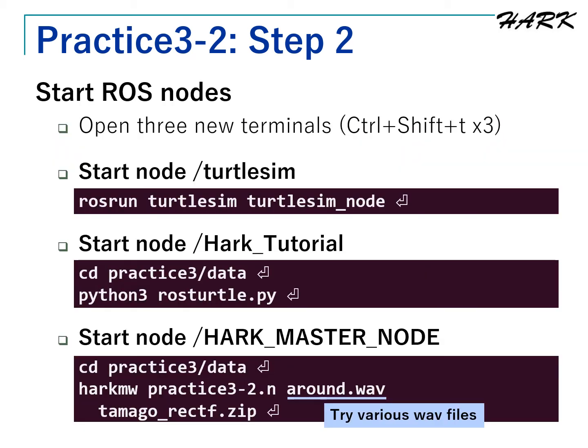The next step is starting 3 ROS nodes. Open 3 new terminals. In the first terminal, start the turtle theme node. Please type roslaunch turtle theme underscore node. In the second terminal, start the HARK tutorial node. Go to this directory, type python3 and rosturtle.py.